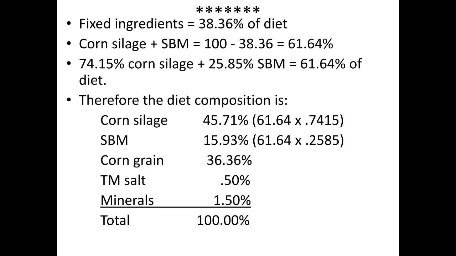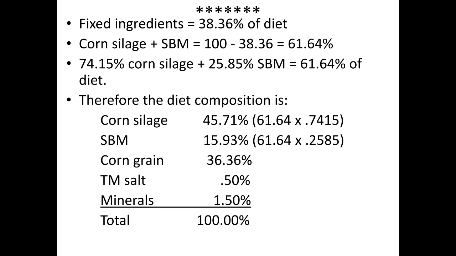Now we do the same thing for soybean meal. Okay, 25.85% of 61.64% is 15.93%. And corn grain, as we already determined, is fixed at 36.36%. The trace mineral salt, as we already were told, is fixed at 0.5% of the diet. And our minerals, we've arbitrarily fixed at 1.5% of the diet, just to give us space to balance for the calcium and phosphorus at the end.